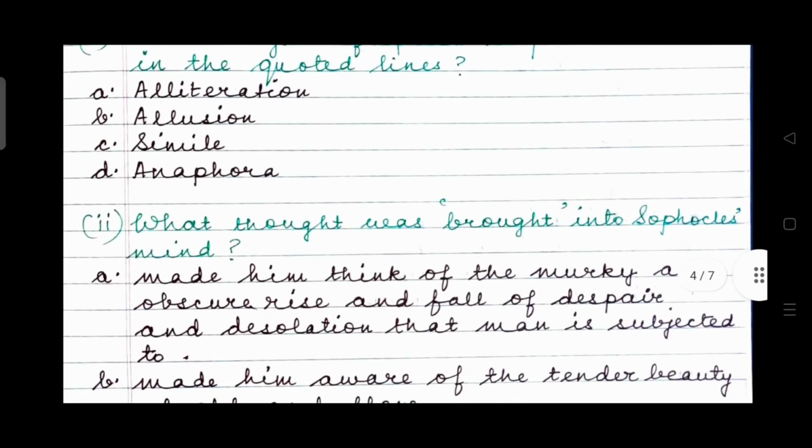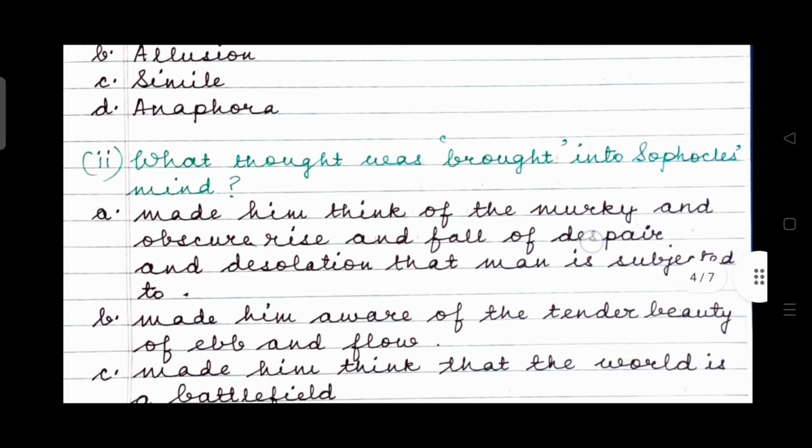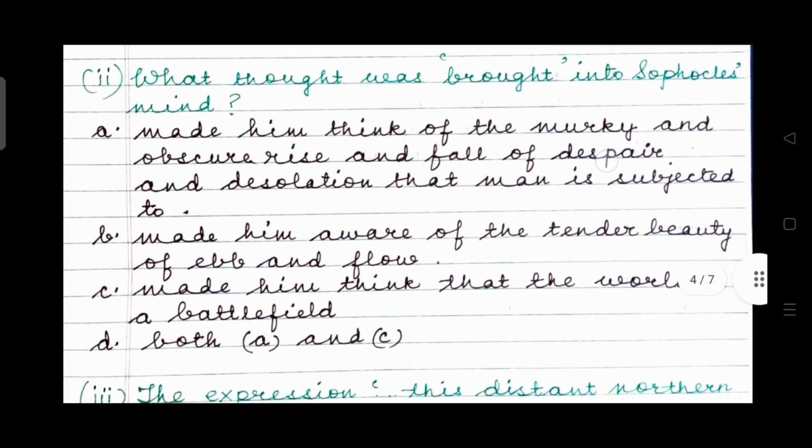Next, what thought was brought into Sophocles' mind, made him think of the murky and obscure rise and fall of despair and desolation that man is subjected to? Option B, made him aware of the tender beauty of ebb and flow. Option C, made him think that the world is a battlefield. Option D, both A and C. D is not right, because the world becomes a darkling plain in Dover Beach in the concluding section of the poem.